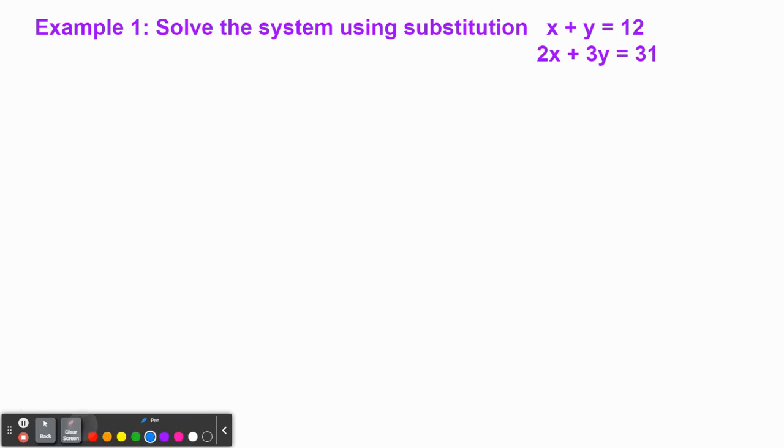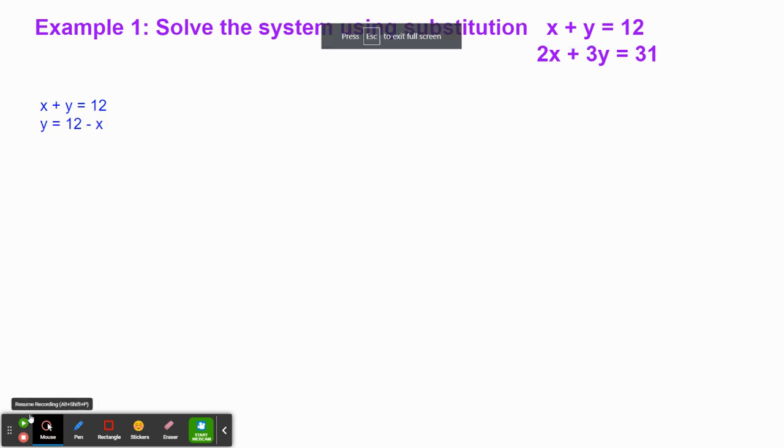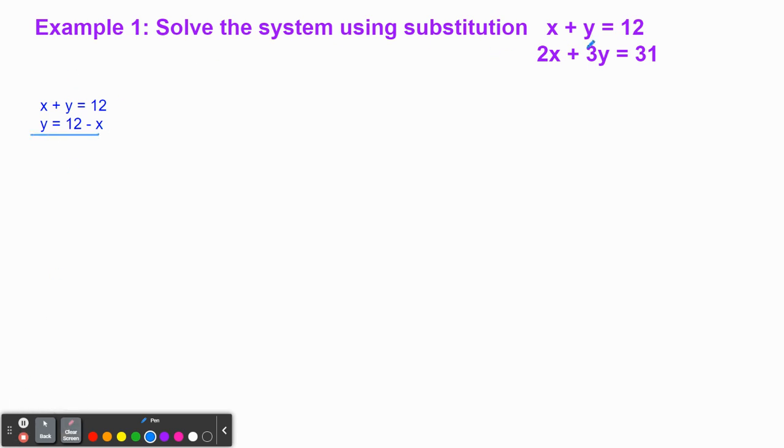My top one here, x plus y equals 12. That's not too bad, right? I'm just going to subtract x from both sides. If I do that, I should get y equals x minus 12. I'm on fire today. It should be 12 minus x. y equals 12 minus x. So that's good for this one. I have my y equals.